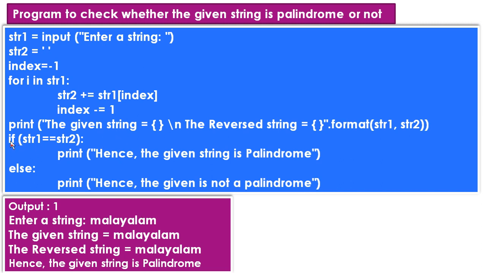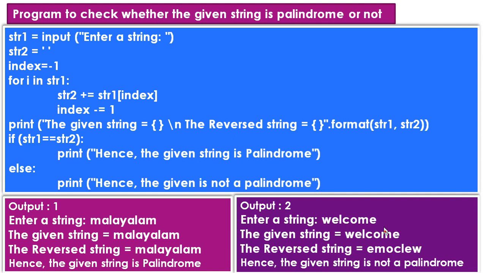And the third part, the checking part. If str1 equal to str2, both are similar, then the result is: the given string is palindrome. So here Malayalam is equal to Malayalam. The given string is Malayalam, and the reversed string is also Malayalam. So this condition is true, the true branch works, and we get the result: the given string is palindrome. In the second output, we give welcome. The reversed string is not equal to the given string, so the else case works. So the given string is not a palindrome.